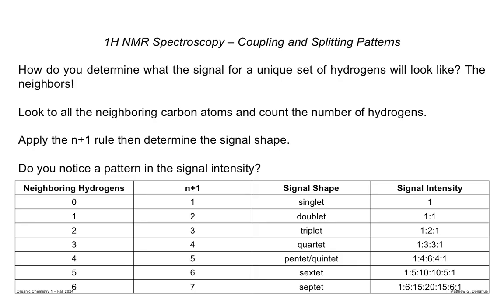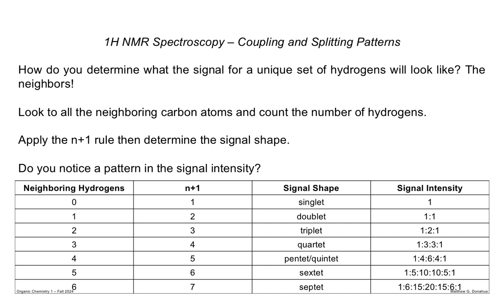So again, your first approximation is determining the unique sets of H. If you say there should be 3 signals, then you're going to look for those signals, and then for your next approximation, you have to do the n plus 1 of the neighbors. So in our list here, if there are no neighboring hydrogens, 0 plus 1 is 1, so you get a singlet, and we say the intensity is just 1.